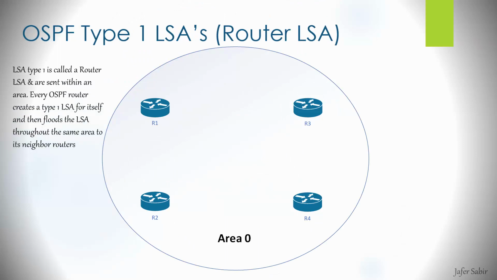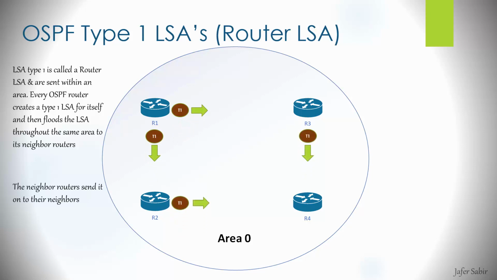LSA type 1 is called a router LSA and is sent within an area. Every OSPF router creates a type 1 LSA for itself and then floods the LSA throughout the same area to its neighbour routers. And the neighbour routers send it on to their neighbours so that everyone has the same information about the area, with information such as its interfaces, the cost of those interfaces, its networks, its router ID and other information as well.